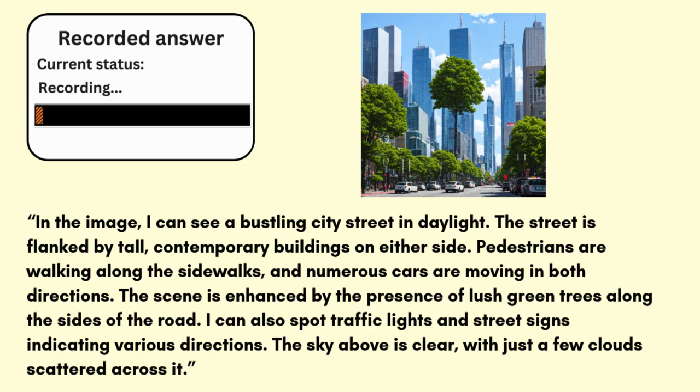In the image, I can see a bustling city street in daylight. The street is flanked by tall, contemporary buildings on either side. Pedestrians are walking along the sidewalks, and numerous cars are moving in both directions. The scene is enhanced by the presence of lush green trees along the sides of the road. I can also spot traffic lights and street signs indicating various directions. The sky above is clear, with just a few clouds scattered across it.